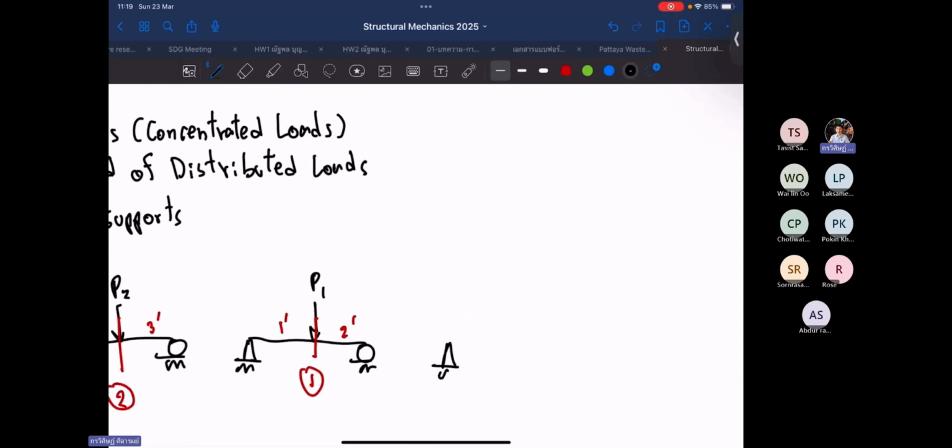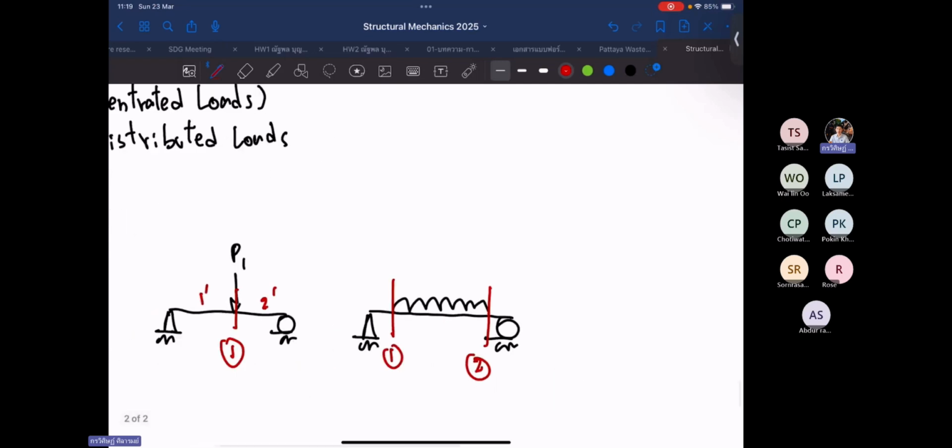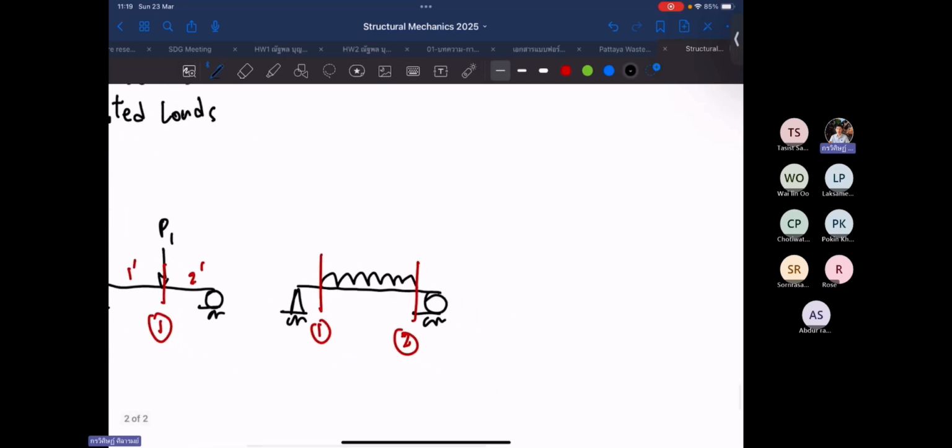And if I have a uniform load like this, I firstly have to cut here, and second, I have to cut here, 2 times. And if there is only a distributed load like this, you can cut anywhere, just one time. This one is a special case.